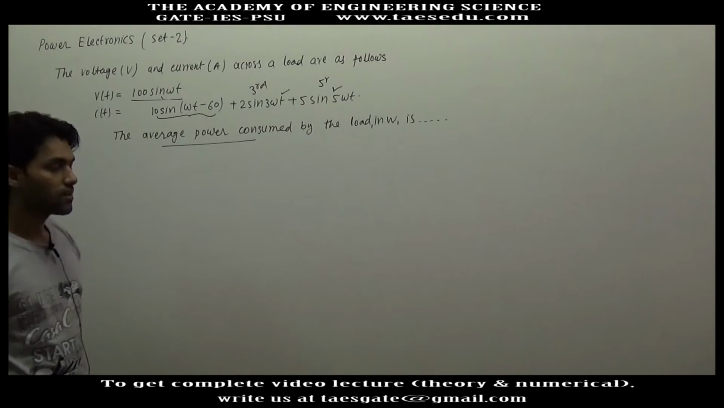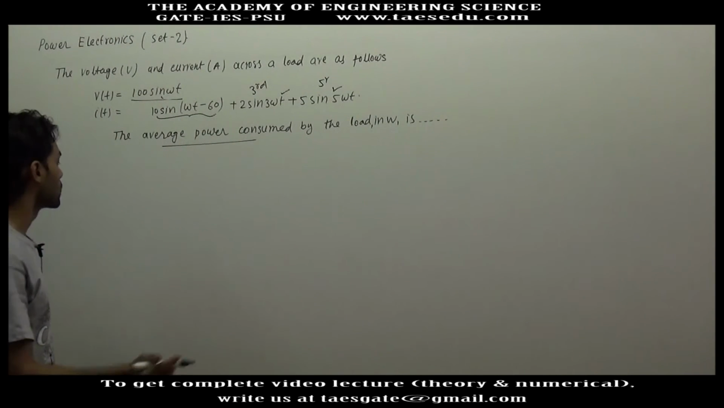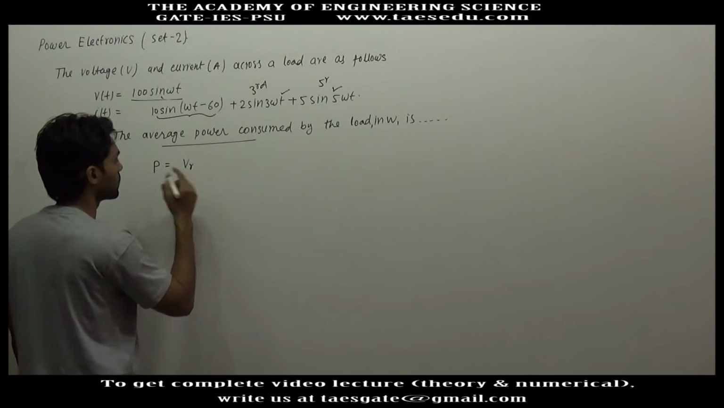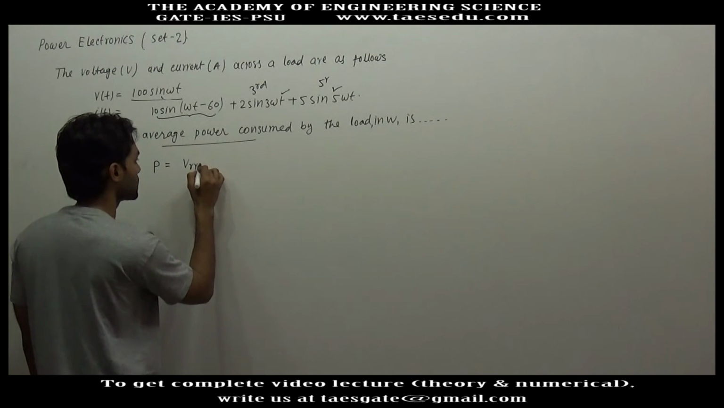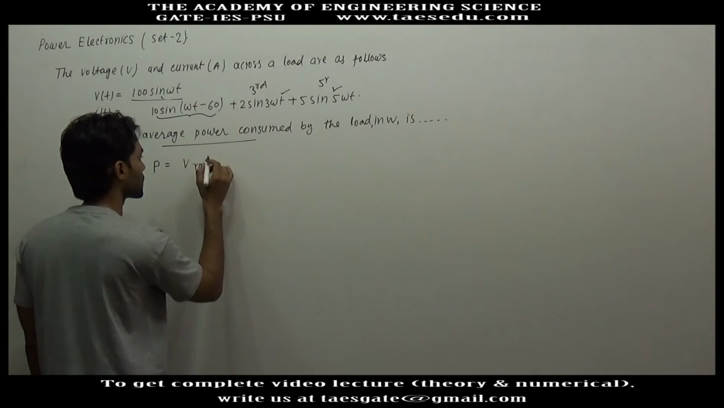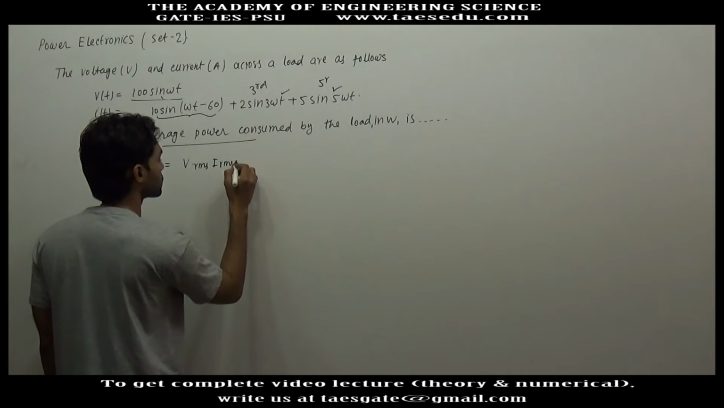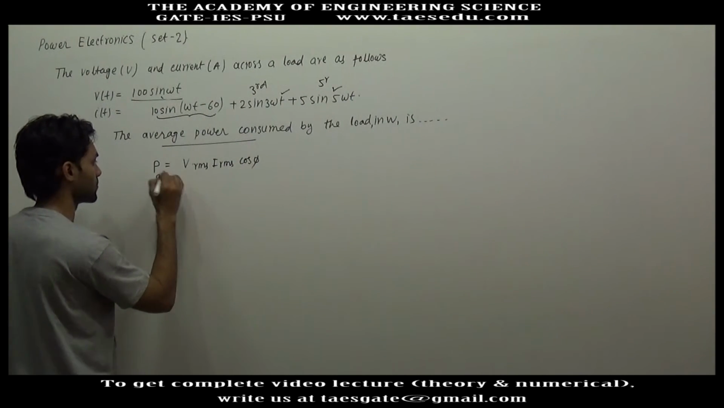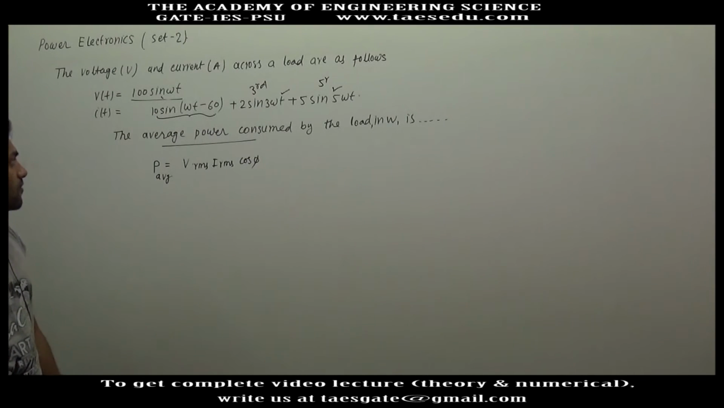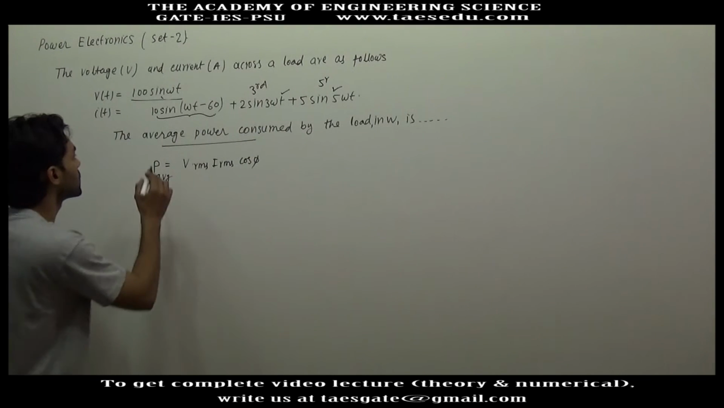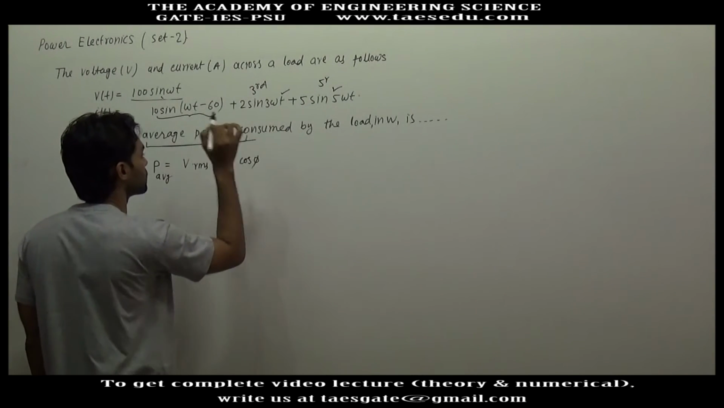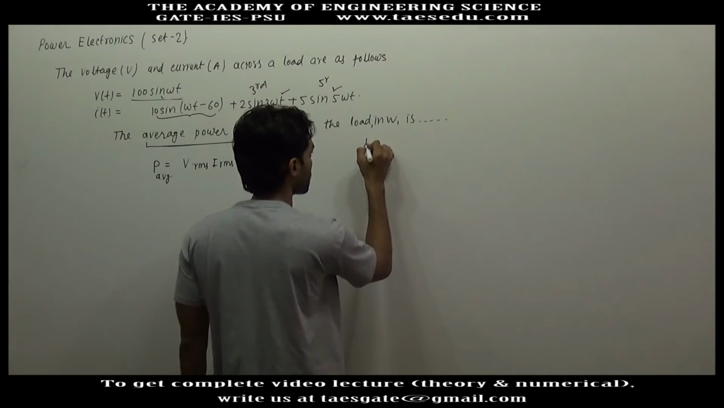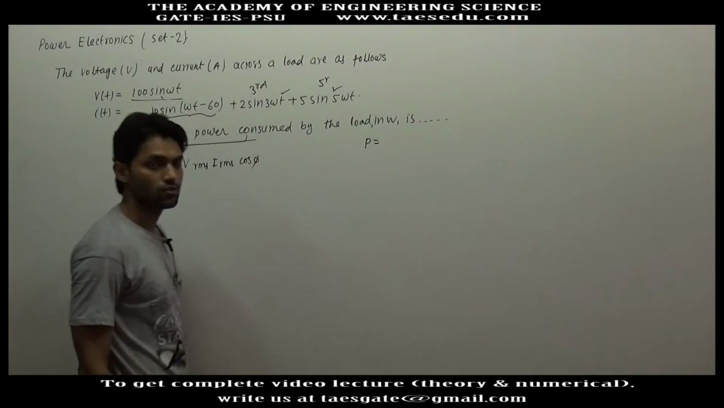In network theory we have studied that the formula for power is Vrms Irms cos phi. This is nothing but average power. We always talk about average power, so there is nothing new in the question if they ask about average power. We just have to find out the value of power through the load.